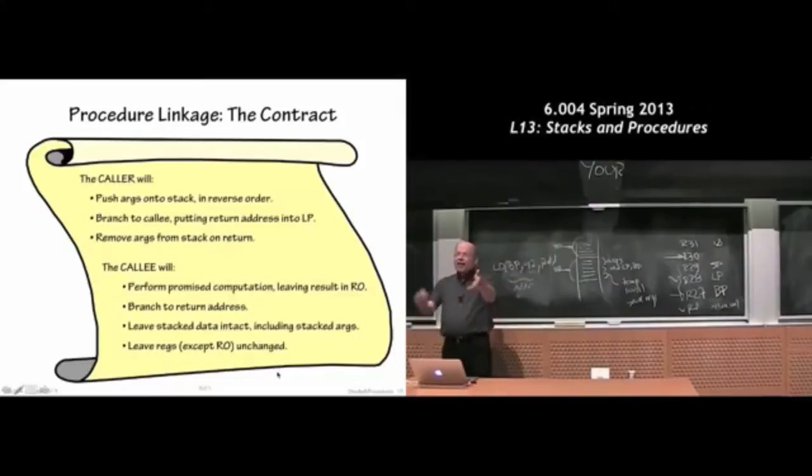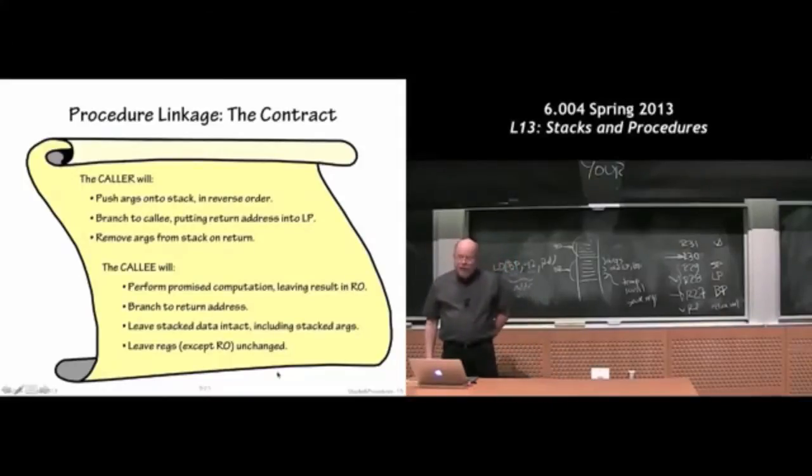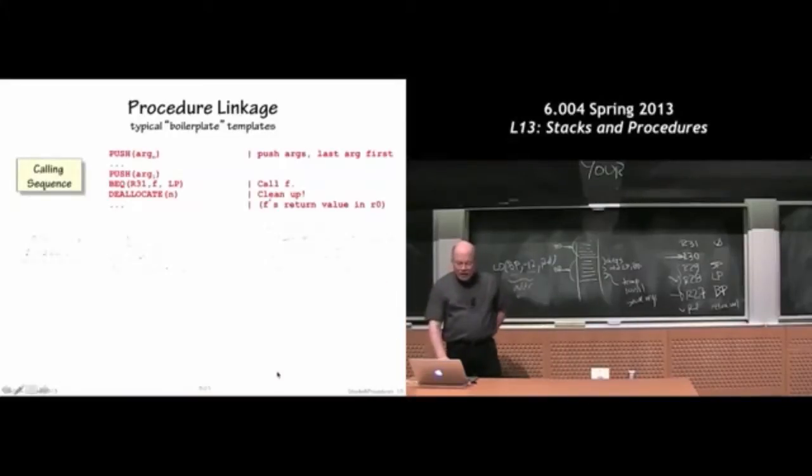The callee, in other words, the procedure that you're calling, I'll do the computation, leaving the answer in R0. When I'm done, I'll take that return address you gave me, and I'll put that in the PC, and that'll be the next instruction to be executed, or the address of the next instruction to be executed. I'll leave the stack just the way I found it. Anything I put on, I'll have taken off. Anything that you put on is going to be your job to take off. And then I'm going to leave all the registers exactly as they are, except for R0.